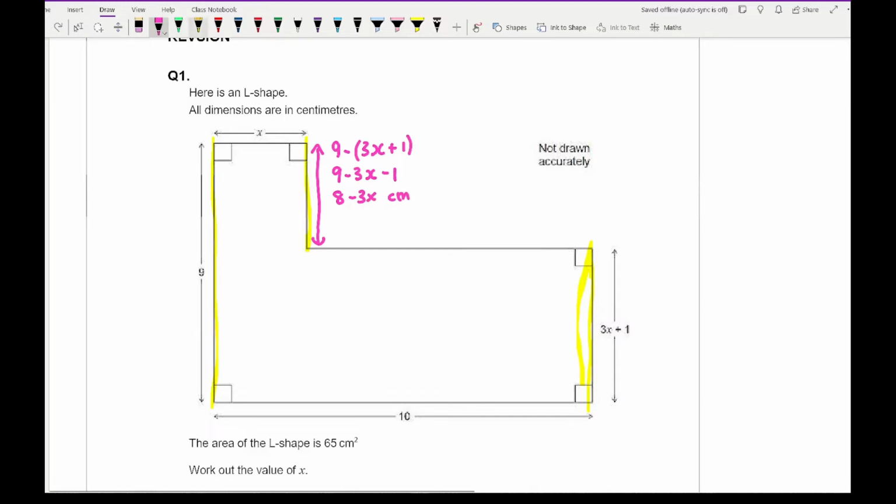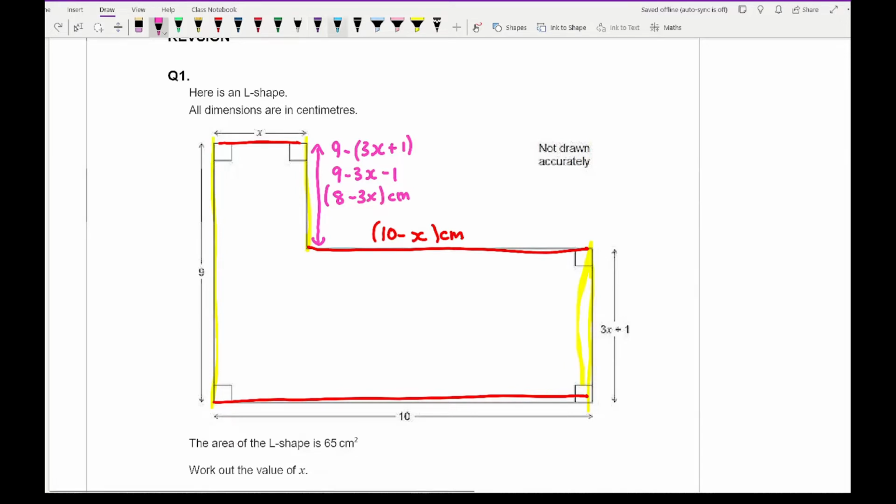And then to work out what this length here is going to be, well, if all of this is 10 and this little bit here is x, then this length here is going to be 10 minus x centimeters. Let's just put them in brackets. So then once you've got the missing sides, what you then want to do is decide how you are going to split this L shape into 2 rectangles.